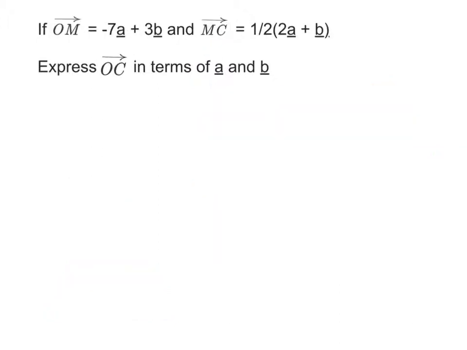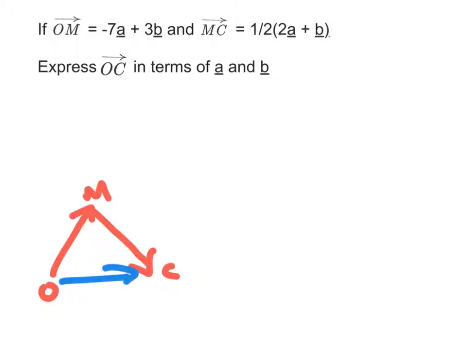Okay, this one looks a little bit more complicated because it says O to M is minus 7A plus 3B, but M to C is half of 2A plus B. But it's done in the exact same way. So let's draw that diagram first. Let's say O to M is here. Okay, and then it says M to C. So M is here, so I'm going to start M to C. Let's say C is here. And we're trying to find O to C.